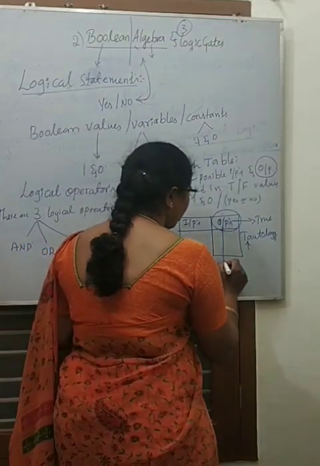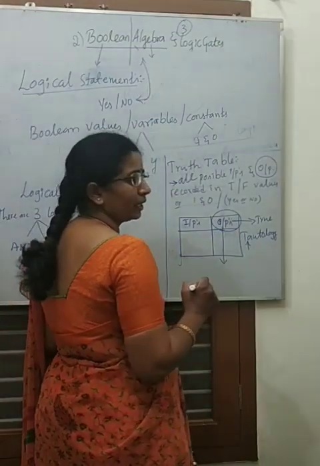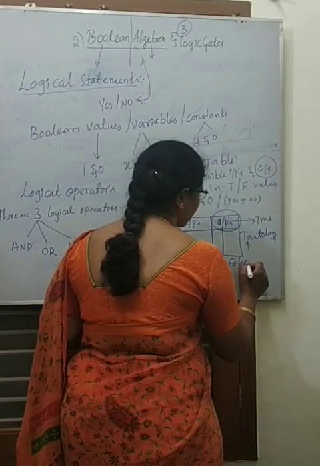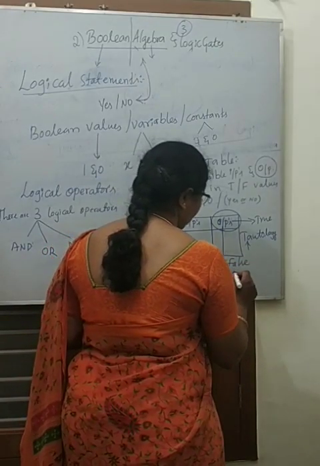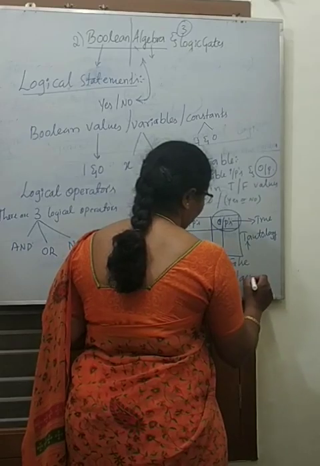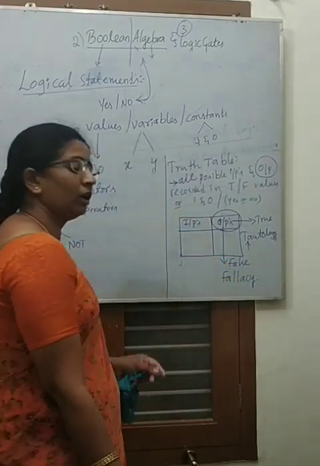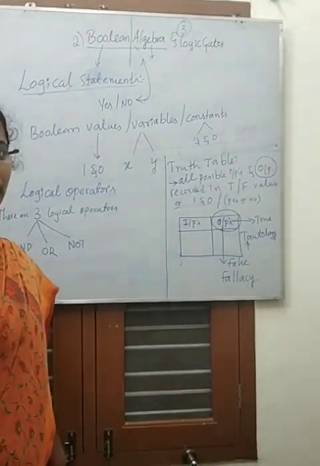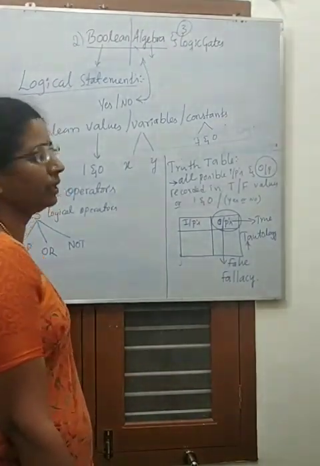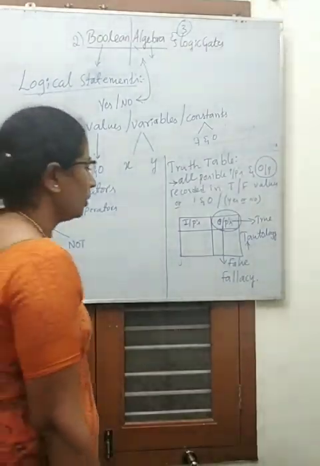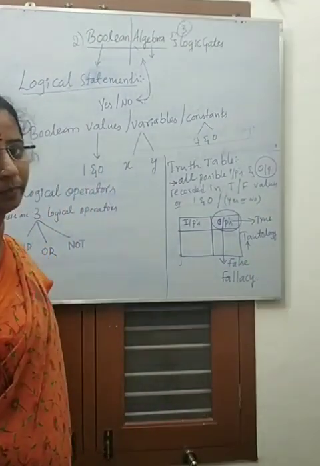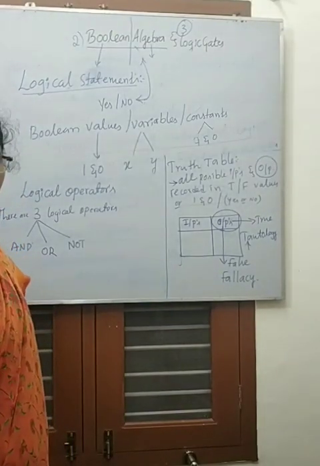The result of the Boolean expression is always false is called falsy. The output of the given expression is always false is called falsy.